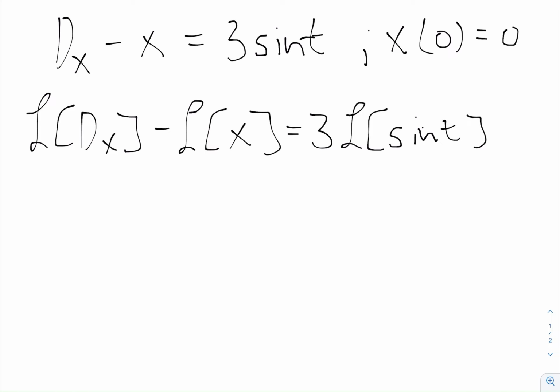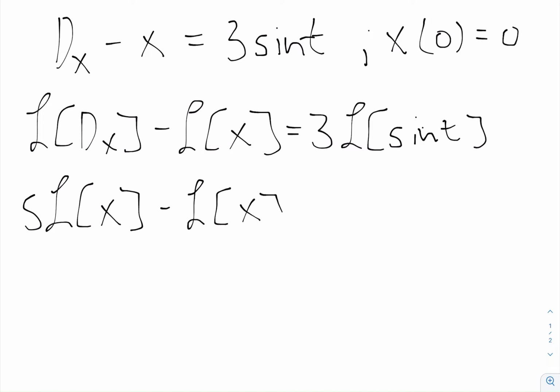Okay, now we know that with first order derivatives, it's going to be s times L of x minus the initial condition, which is 0, so we don't even need to write it. Then we can go minus L of x. That doesn't change, right, because now these are both L of x, which is going to be good. And that's going to be equal to 3 times the Laplace transform of sine of t. And remember, with our chart, that's just 1 over s squared plus 1.